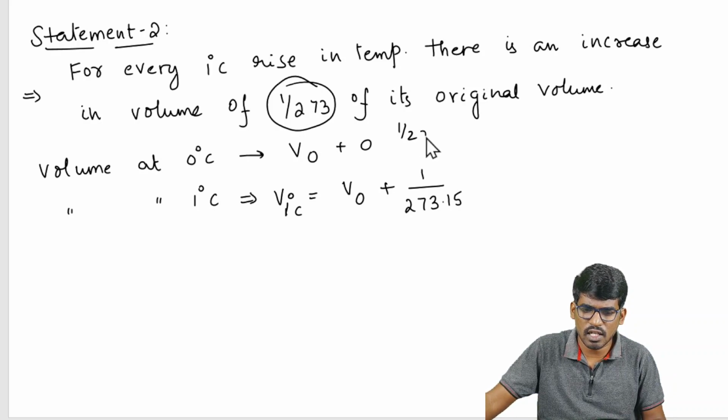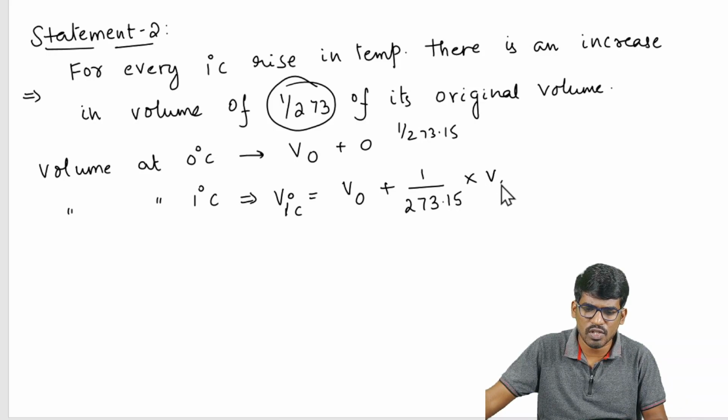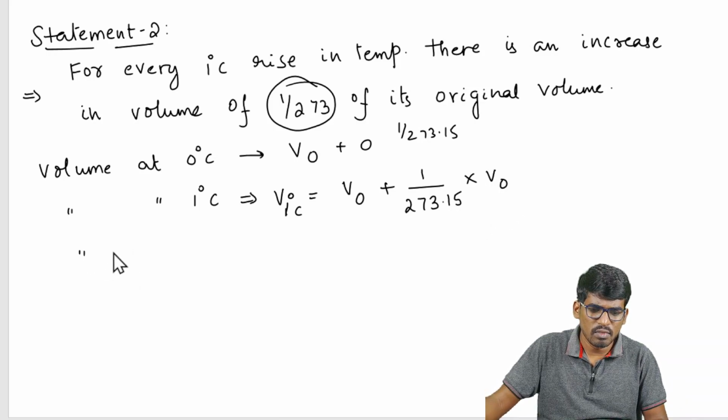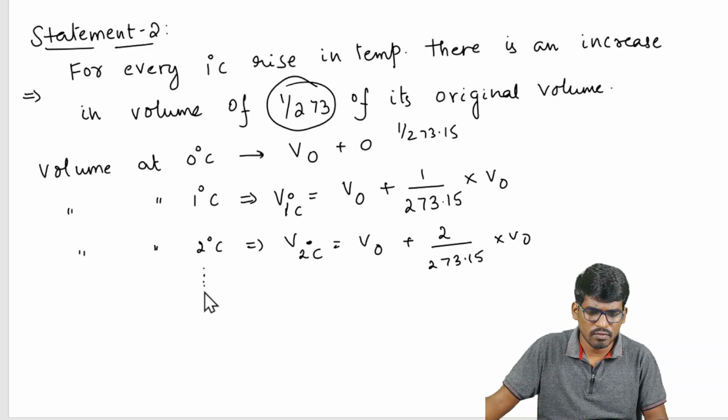Exact value, you can take it as 1 by 273.15 of its original volume. Original volume is how much? V naught. In a similar way, the volume at 2 degrees Celsius, that is V at 2 degrees Celsius, I can take as V naught plus 2 by 273.15 into V naught. And it goes on.